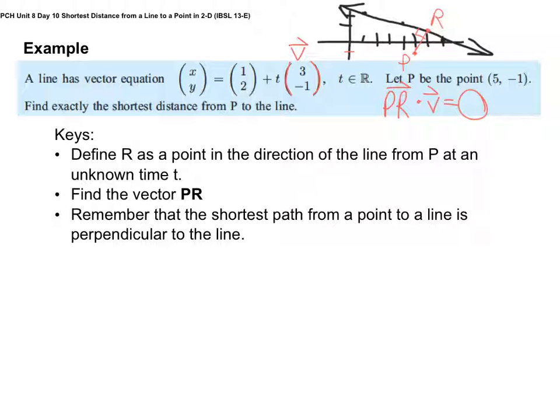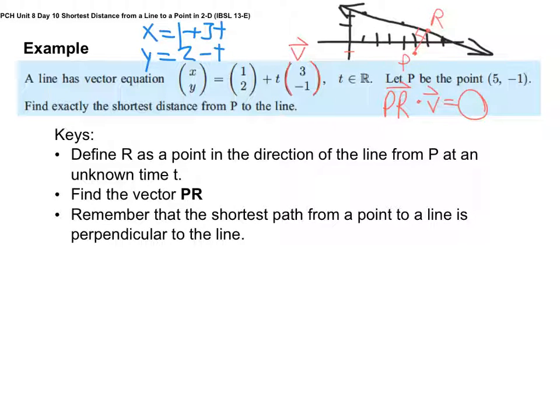This is where our parametric equations are useful. What are the parametric equations for the line? x equals 1 plus 3t. Good. And y equals 2 minus t. So we've got those two. Every x coordinate is 1 plus 3t, and every y coordinate is 2 minus whatever the time is.